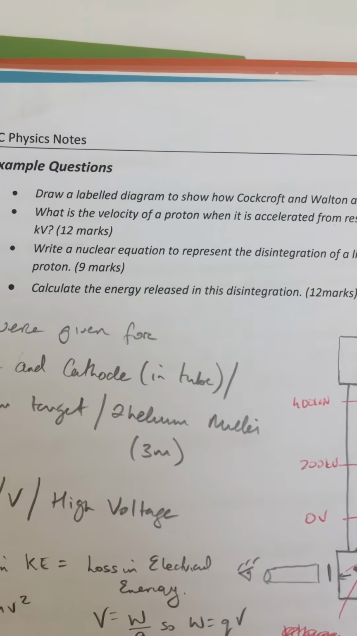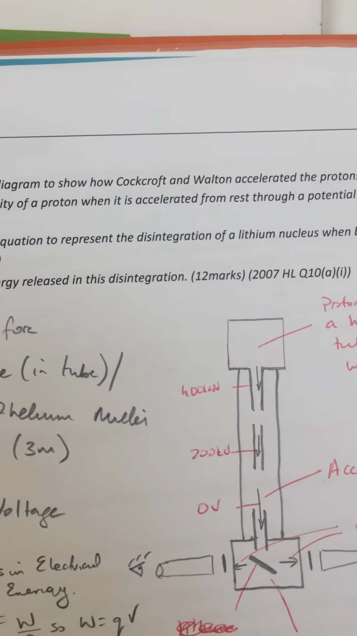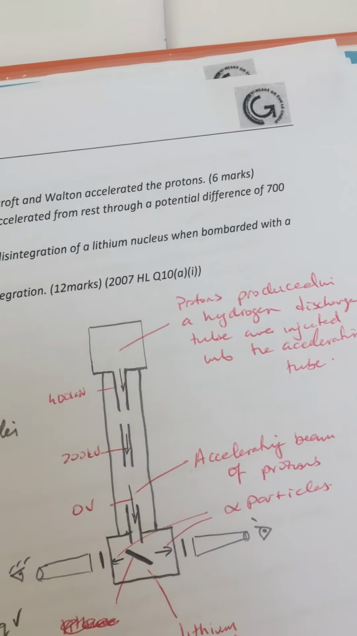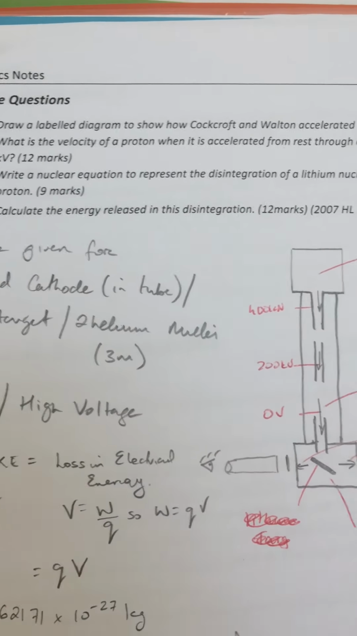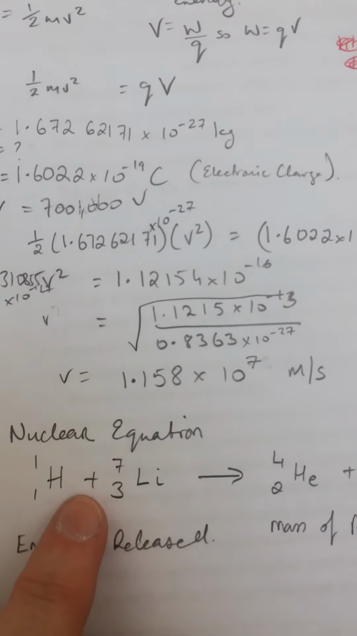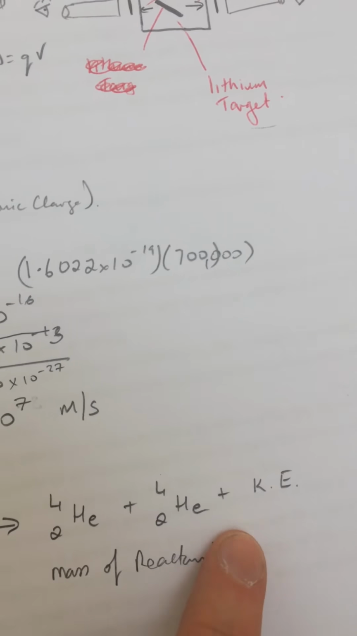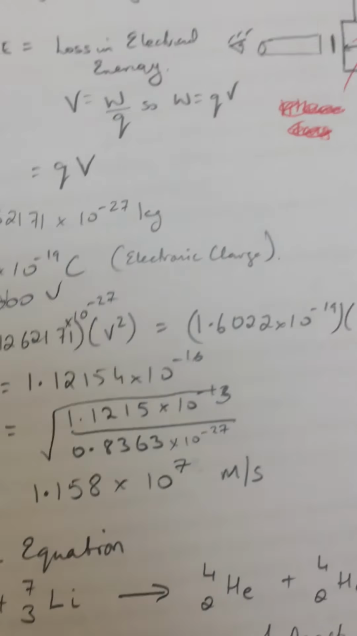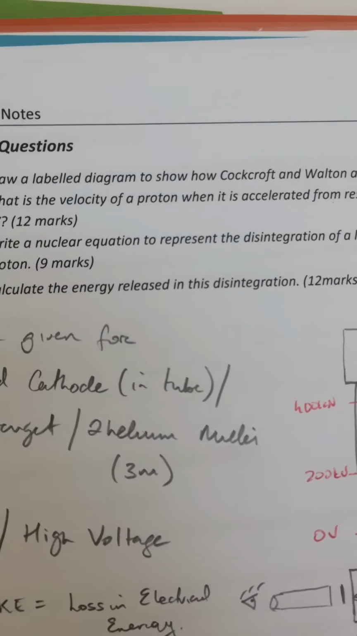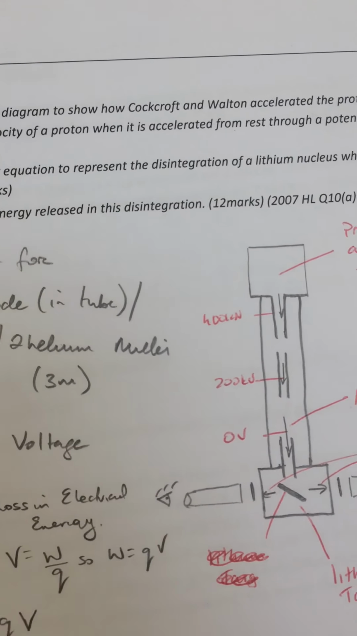Next part of the question says, write a nuclear equation to represent the disintegration of a lithium nucleus when bombarded with a proton. Okay, so this is a formula that needs to be known. It's an important formula there, so you have that. And the last one says, calculate the energy released in this disintegration.